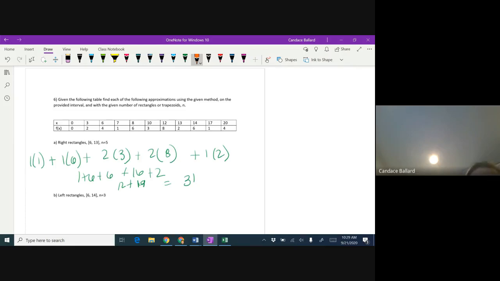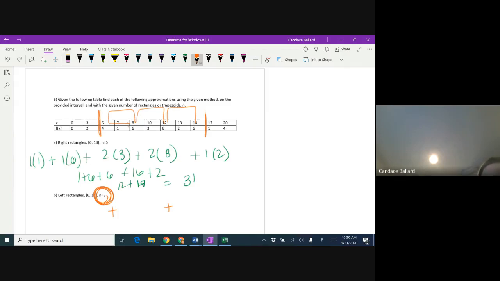All right, left rectangles from 6 to 14. So I'm going from 6 to 14. Ooh, but check it out. They're trying to be tricky. N is only equal to 3. So here's 1, 2, 3. Okay, so it's purposely tricky. So we're only going to set up for 3 rectangles. I'm coming at it from the left.